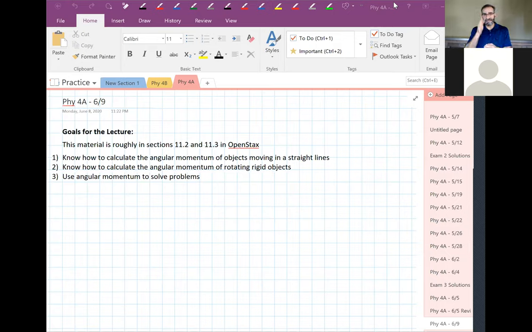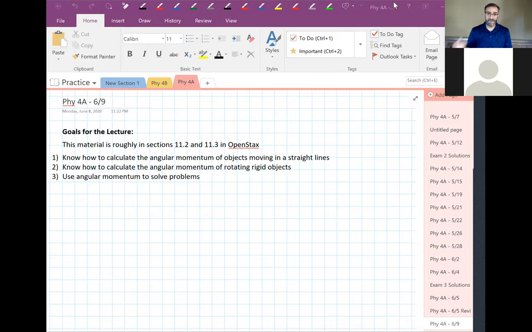So if its line of velocity, its line of momentum, passes right through the axis of rotation of our object, then it can't cause rotation, right? It can't get it to rotate. But if there's some perpendicular distance between the line of the velocity, the line of the momentum, and the axis of rotation, then it can cause that object to rotate if it collides with it.